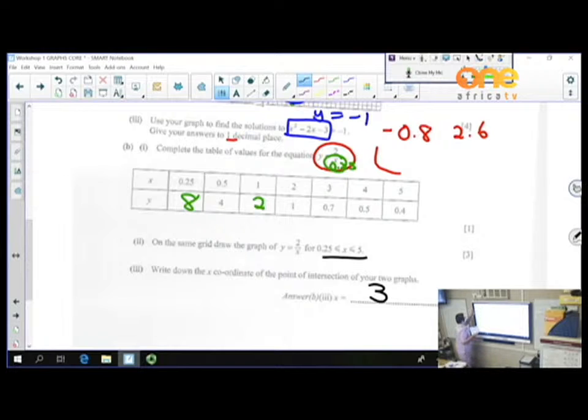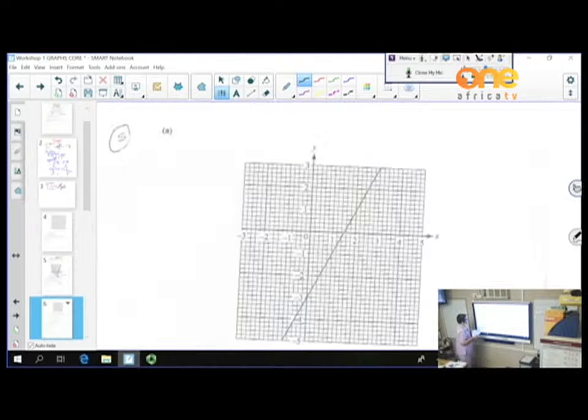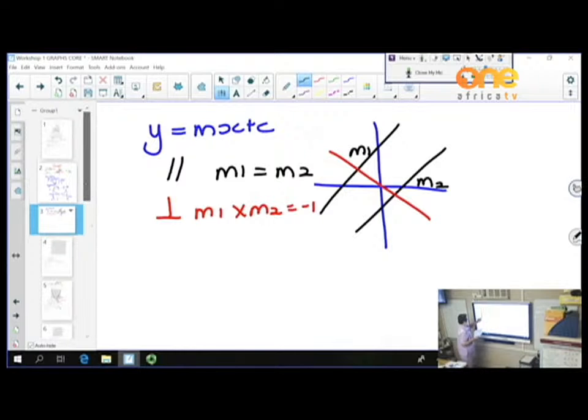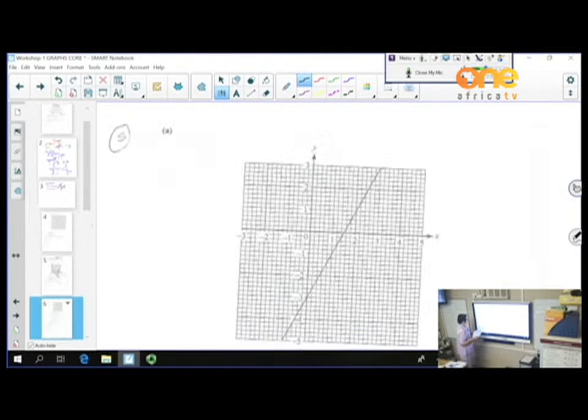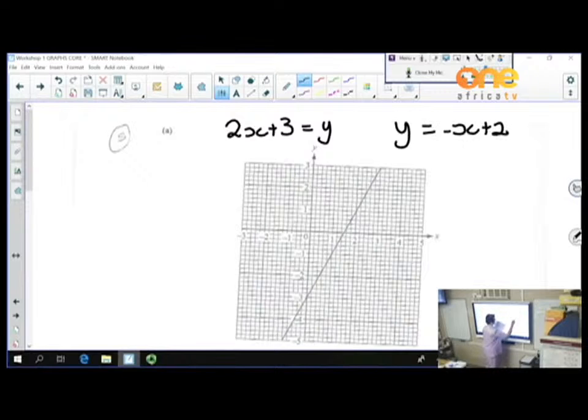Okay, right. Then we go over to question 5. Now this time we have question 5. There you are. This time it's a straight line graph. It's actually 2 straight lines that we have now on top of each other. They give you 2 equations. 2x plus 3 is equal to y, and also y is equal to negative x plus 2.